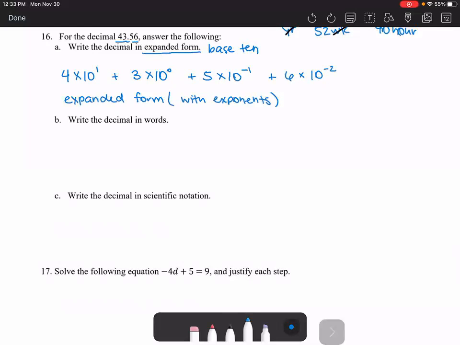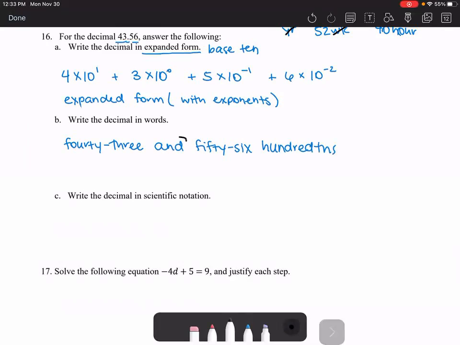Write the decimal in words. So this is 43 and 56 hundredths. The most commonly missed thing here is that the decimal place means and. Some people put point just because it's the decimal point, but the decimal place gets converted to this word and.